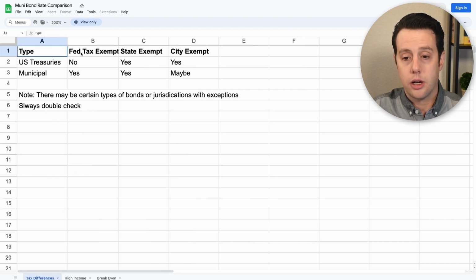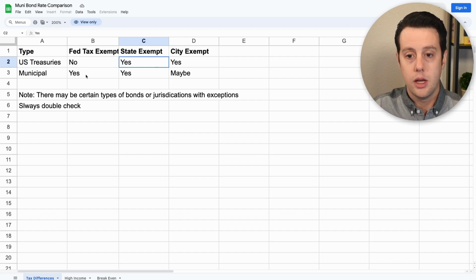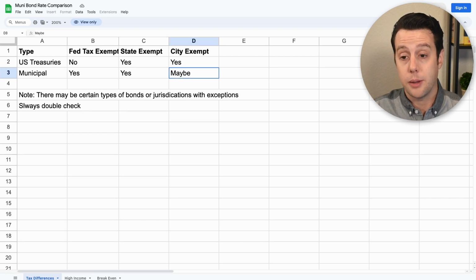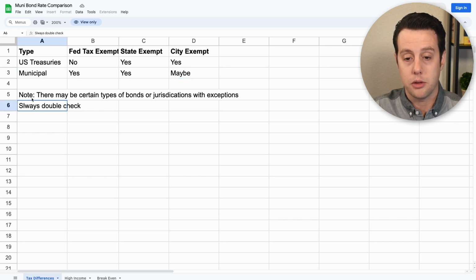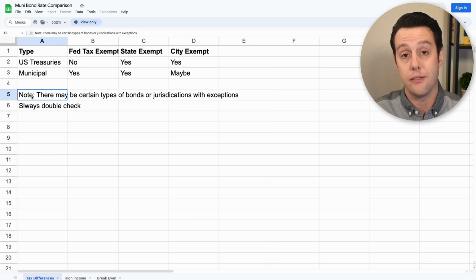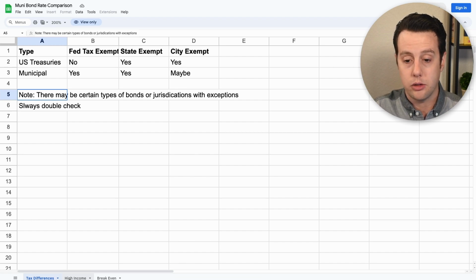So to start, let's talk about the difference in taxes for these different types of bonds. So US Treasuries are not exempt from federal tax, but they're generally exempt from state and local taxes. Whereas municipal bonds are often exempt from federal tax. They're typically exempt from state taxes if they're municipal bonds issued within your state. And the same goes for city taxes. They are often exempt if issued in your state. Now, just note that you always need to double check this. There may be certain types of bonds or jurisdictions that have exceptions, but generally these will be true.